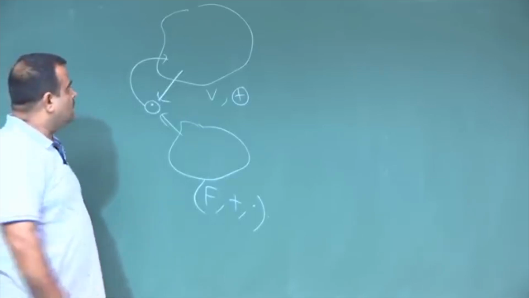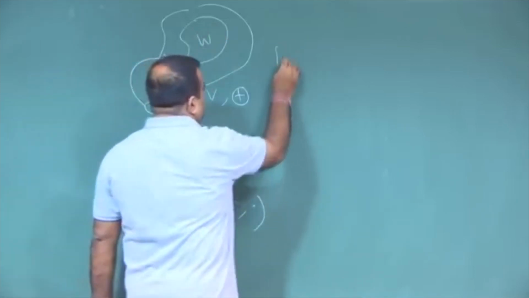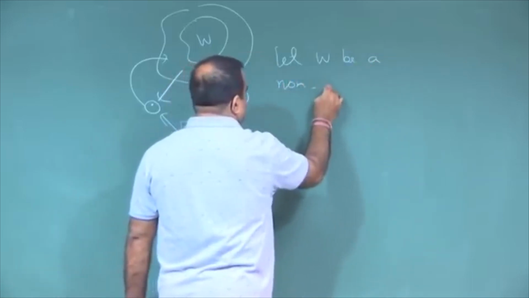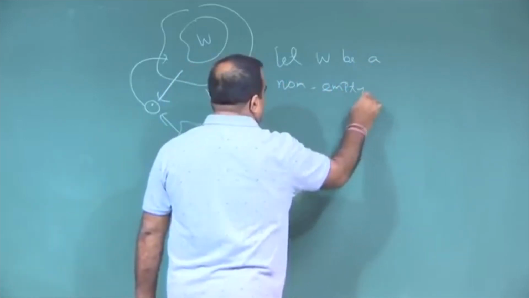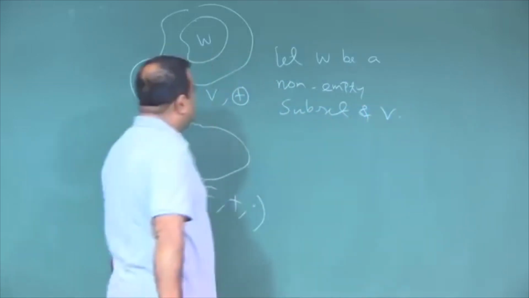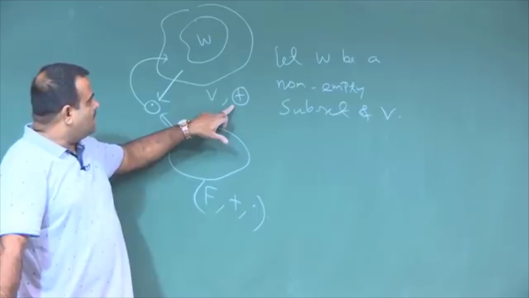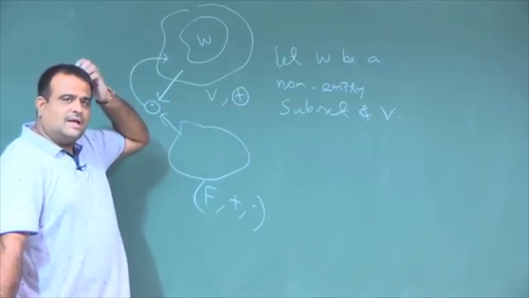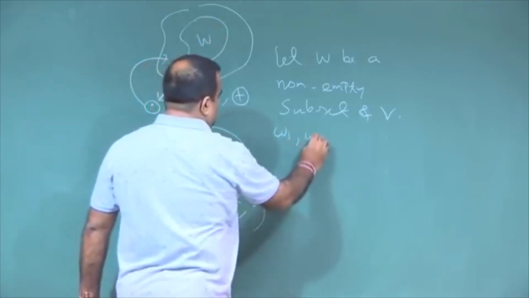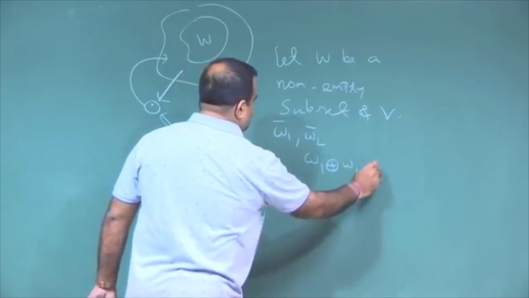Okay. Now, if we have a subset W, let W be a non-empty subset of V. And now, if we have induced operations, like if we take any elements from W, say W1, W2, these are all vectors. So now W1, if we operate with W2, this must belong to W.